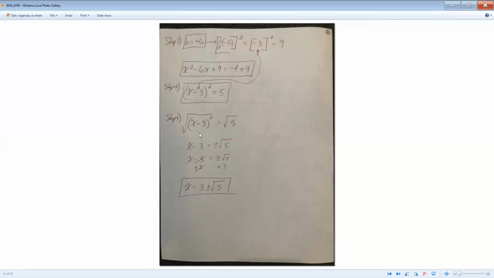Using the square root property, take the square root of both sides. That'll be x minus 3 on the left. On the right side, plus or minus square root of 5. Add 3 to both sides. Our final solution will be 3 plus or minus square root of 5.